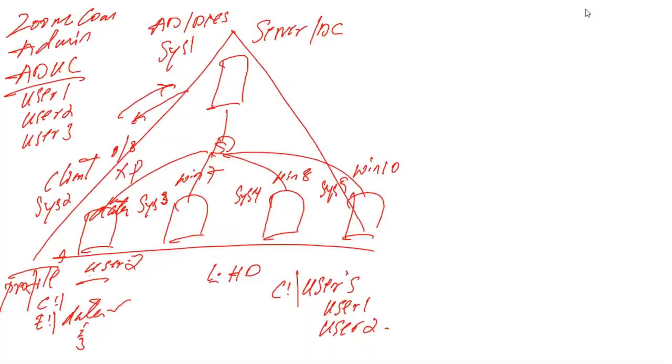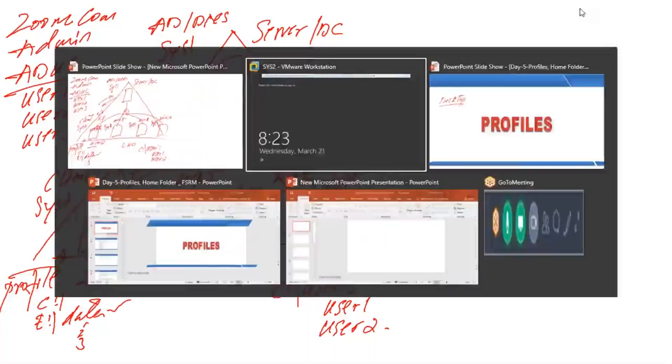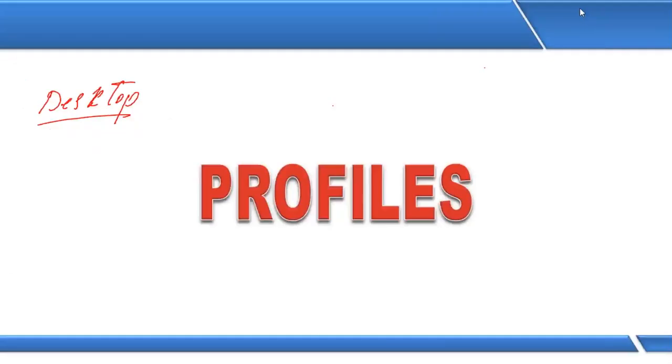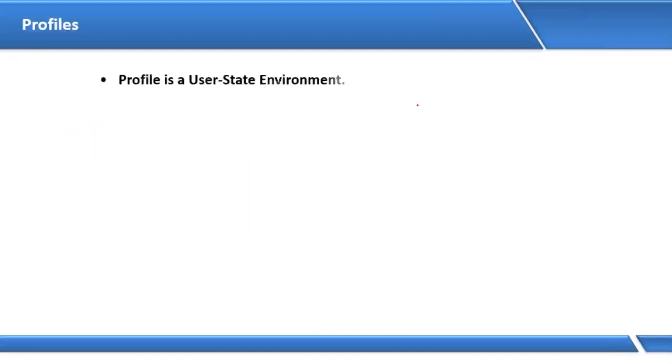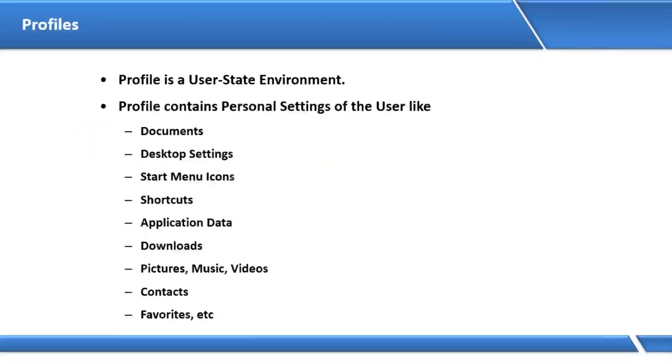Okay, so that's why Microsoft is saying the profile is the desktop. Whenever the user logs into any machine for the first time, that machine's operating system creates the profile for the user, and the profile contains the user's personal settings, which is called the user state environment. Those personal settings contain documents, desktop, start menu, shortcuts, applications, downloads, music, pictures. If the user stores data in these many items, it is going to be stored in that particular user profile here. Okay, so please copy this slide.